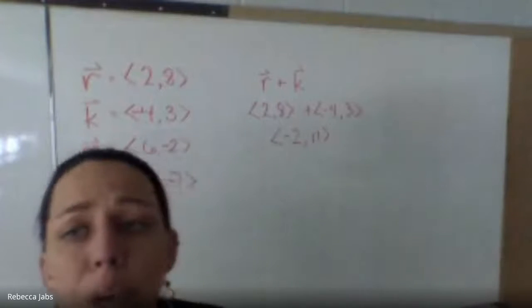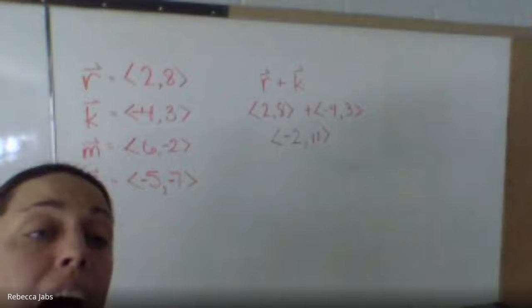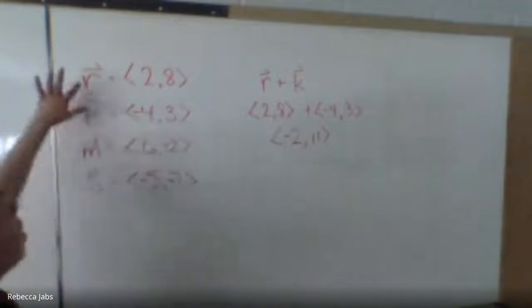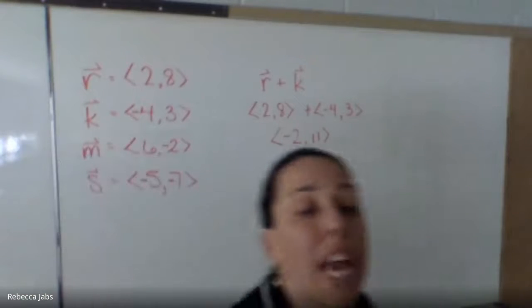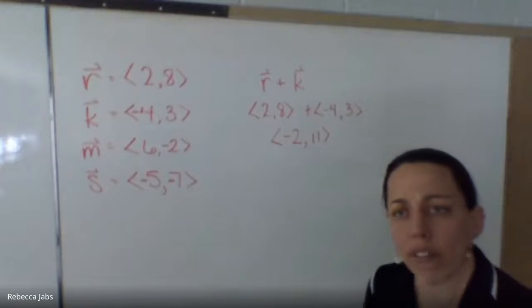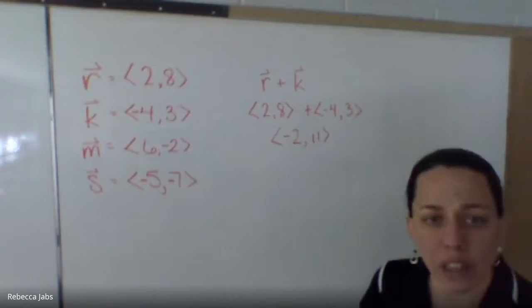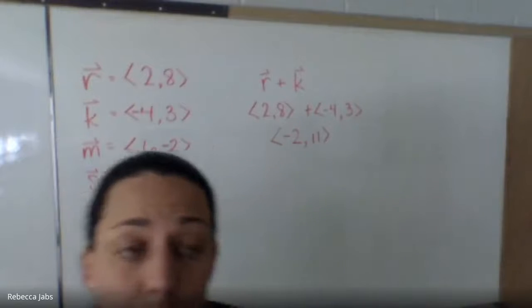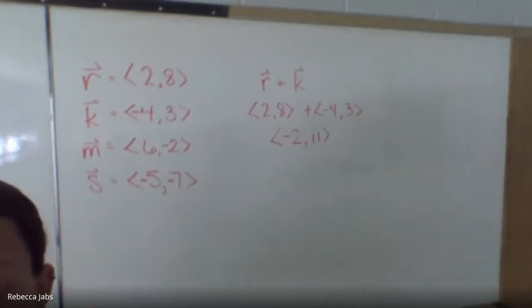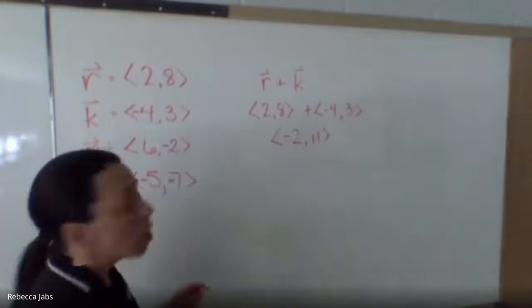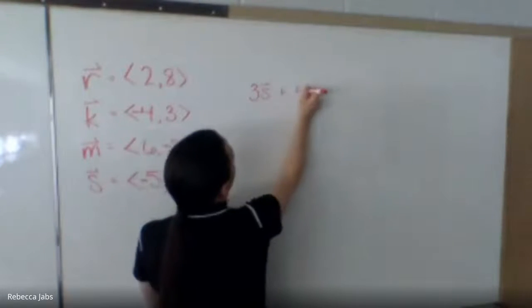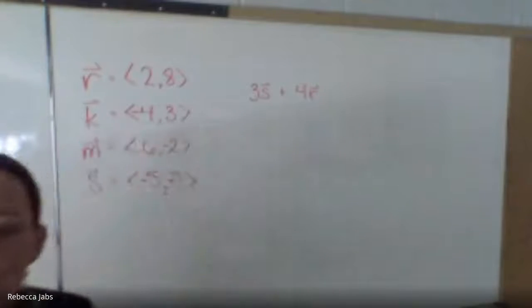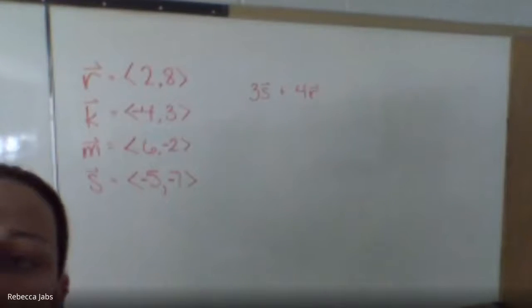Aaron, if you wouldn't mind either unmuting yourself or in the Google chat, if you would please tell me, like, hey, Miss Jabs, remember these are the 4 we have right now. Maybe tell me something like 2m plus 3s or something like, would you give me a coefficient maybe on each one of them? And we're going to add a couple of those vectors right there. 3s plus 4r. All right, so if everybody would please write down 3s plus 4r. 3s plus 4r is what Aaron asked us to work on.